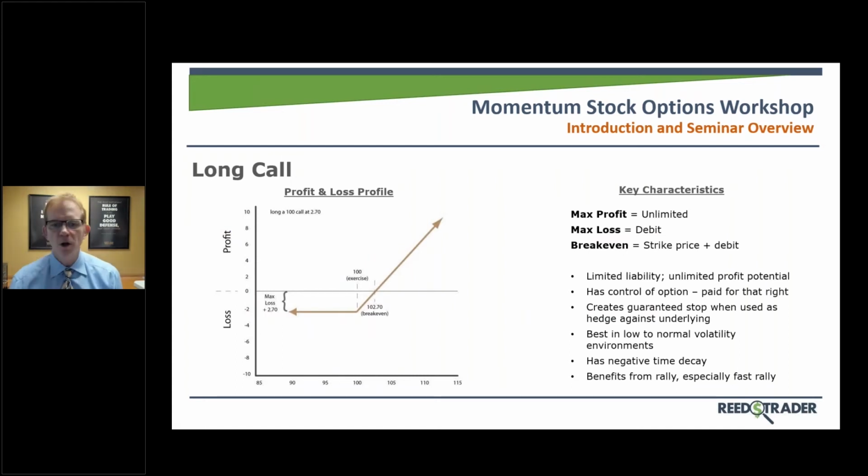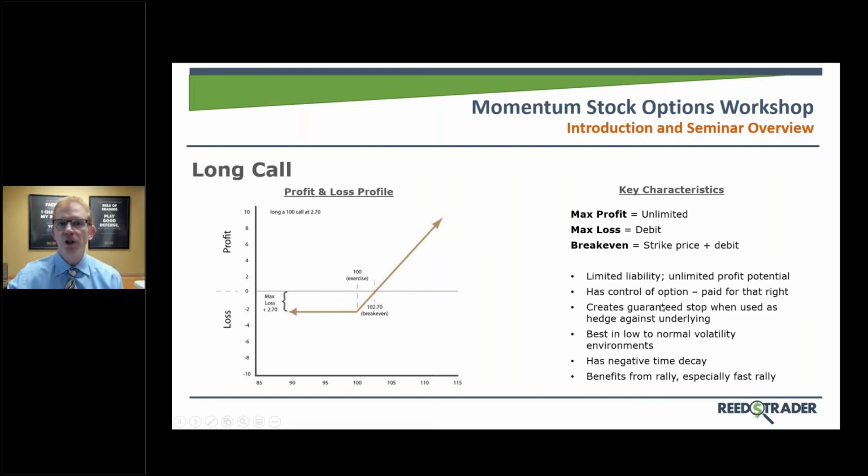Okay, let's move on to the call. So let's look at P&L graphs. Okay, so right here, when we look at a call, it has a max profit of unlimited. You can make an unlimited amount of money being long a call. It has a max loss of the premium or the debit that you pay for it. Its break-even price is the strike price plus the debit you pay for it. So with a call, you have limited liability. This is the big appeal of options for many people. You have limited liability that's limited to the debit of what you pay for the call. And you have unlimited profit potential.